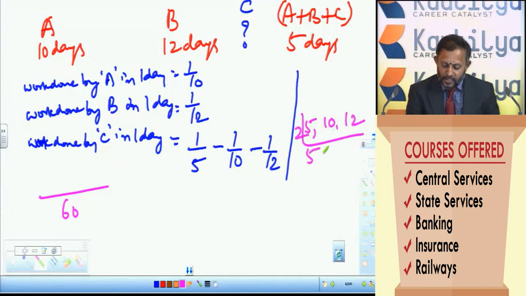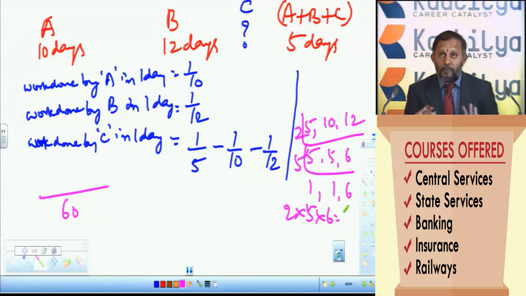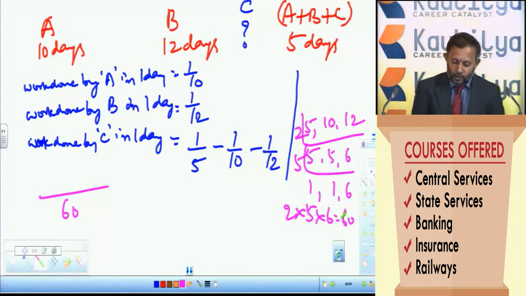So of course 2 gets cancelled, 5 gets cancelled. So no doubt the LCM is 2 into... you are not supposed to skip any step, you have to take all into paper. So the LCM is nothing but 60. So here we can take LCM as 60.